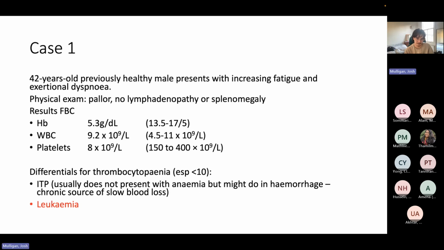Okay, so I briefly flashed it there, but you see this man, he's come in with these vague things. You've got a full blood count. What other investigations might you want to do to gradually rule things out? Any ideas?